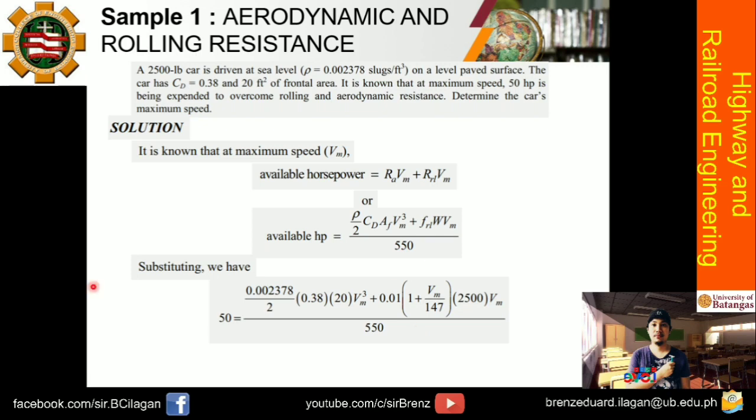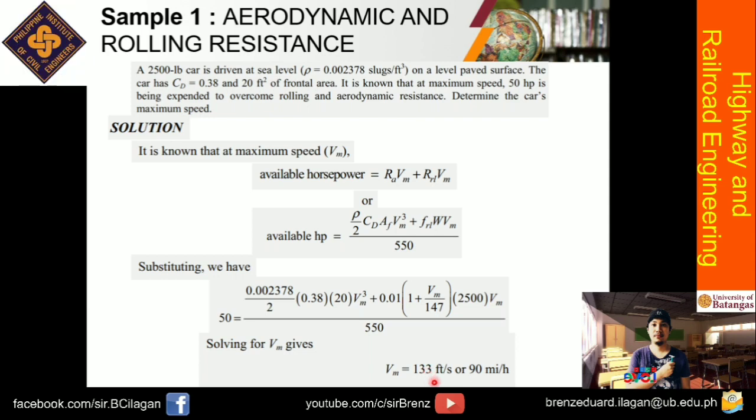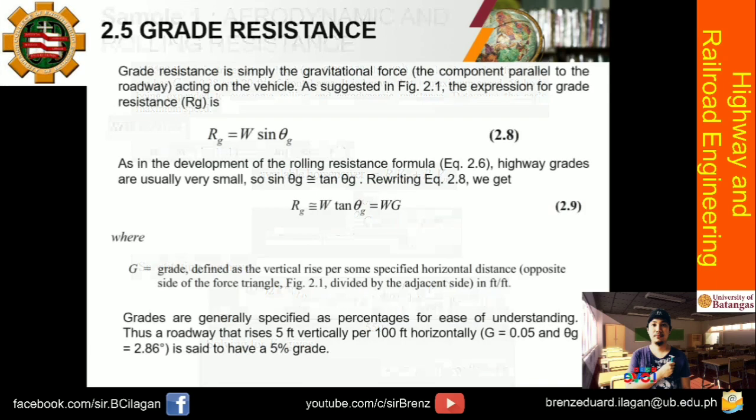So, using your calculator, just use shift solve. So, we will arrive at an answer of 133 feet per second, or if you're going to convert this to miles per hour, that is 90 miles per hour. Okay, so let's proceed with the next topic.